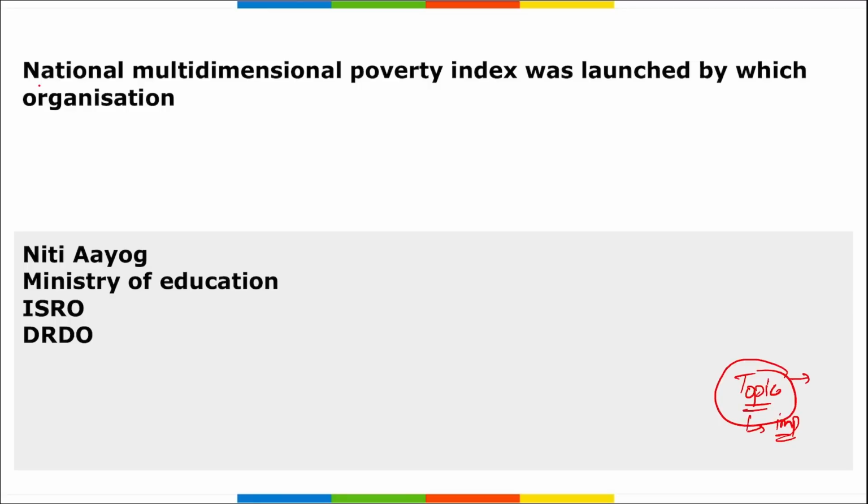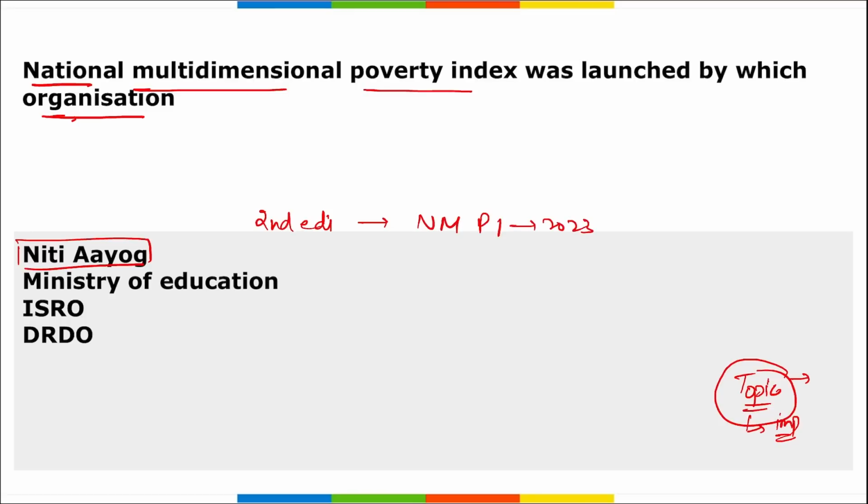So let's start. The first question is, National Multidimensional Poverty Index was released recently. Name the organization that launched it. So remember, it is your Niti Aayog, right? And Niti Aayog recently released the second edition of this report, that is National Multidimensional Poverty Index, and it is for the year 2023. So remember, it is the second edition.